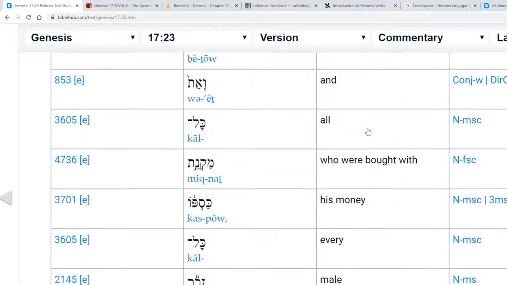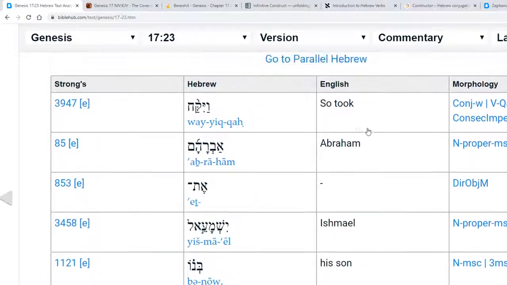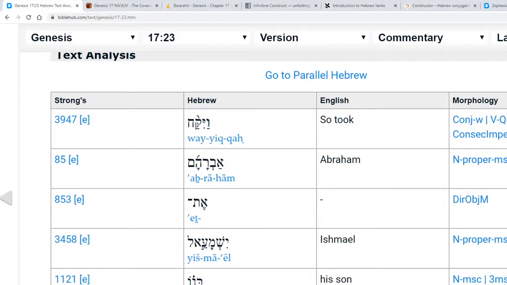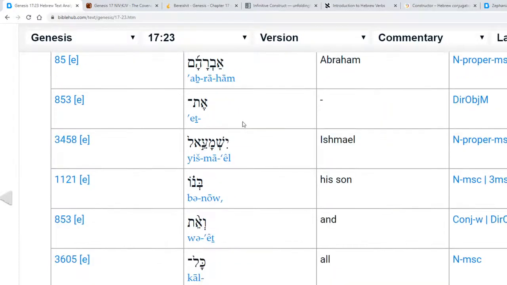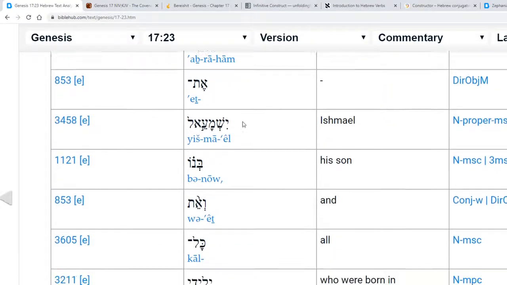Interesting. Okay. This is an interesting verse. It's a long verse. Vayikach. So the root here is, I'd say, quf chet tet, to take. And it's in the imperfect, but it's getting flipped to the perfect. So he took. Abraham is his name. Et is the direct object marker.